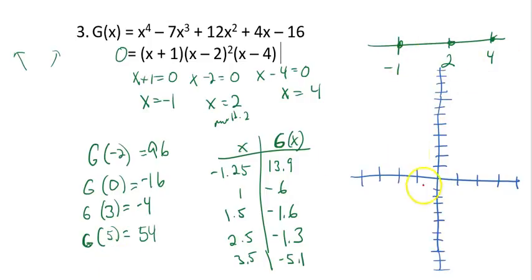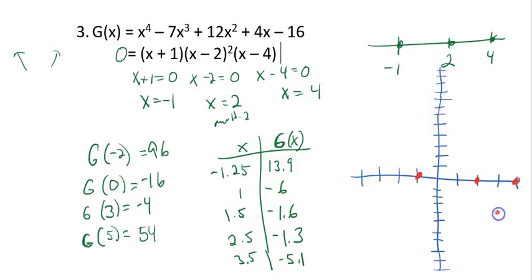I'm going to start with my zeros. I have -1, +2, and +4. I know both ends should end up. So I have the point -2, 96, which will be very much off of my page. The point 0, -16, which again is off my page, but you can probably fit that on the graph paper that you have. 3, -4.